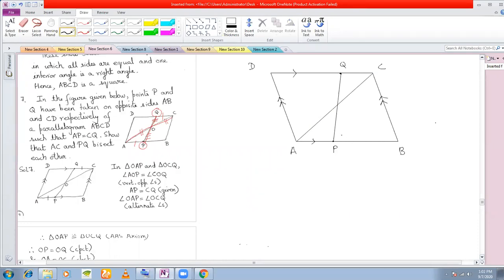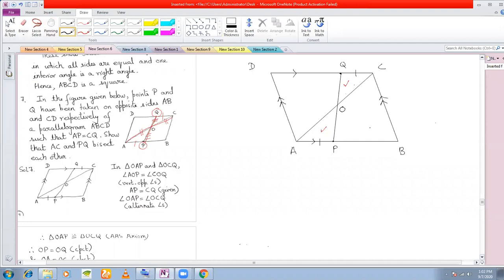It is given that AP, this length, is equal to CQ, this length. You have to show that AC and PQ bisect each other. You have to show this length is equal to this length, and also this length is equal to this length. That is what you need to show. Now, if we can prove the two triangles to be congruent, then by CPCT I can easily prove. But which two triangles? This triangle and this triangle. Let us call this point O.